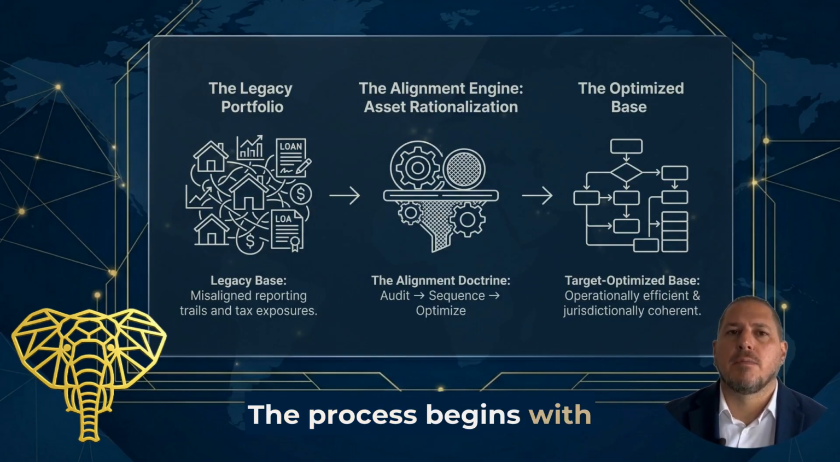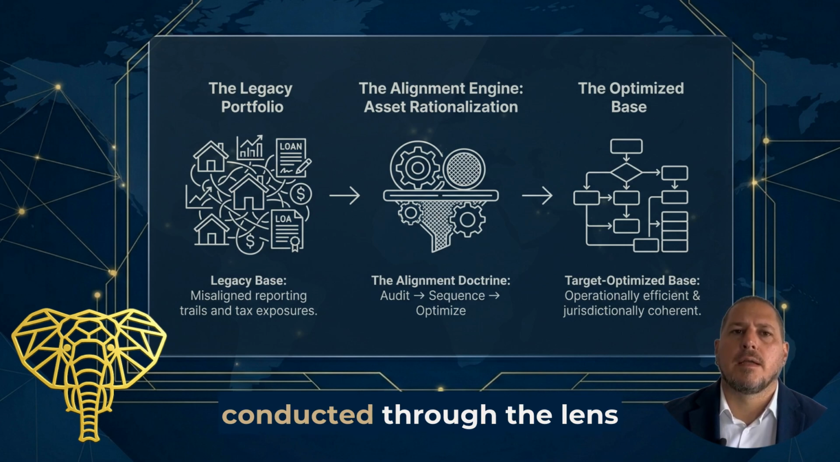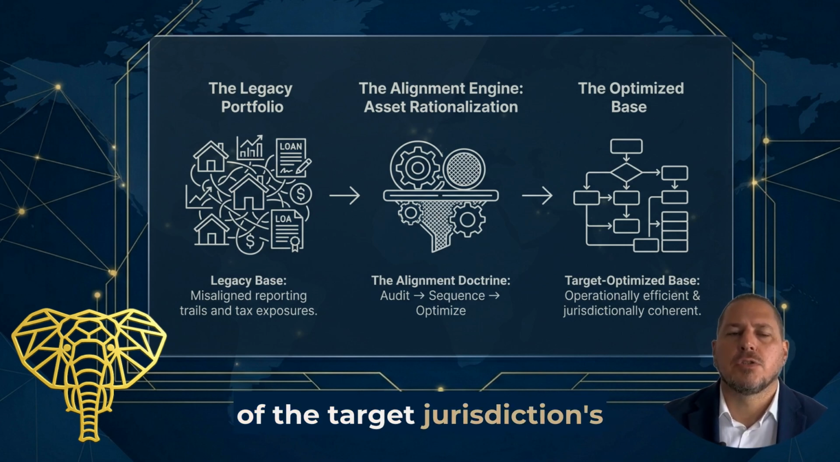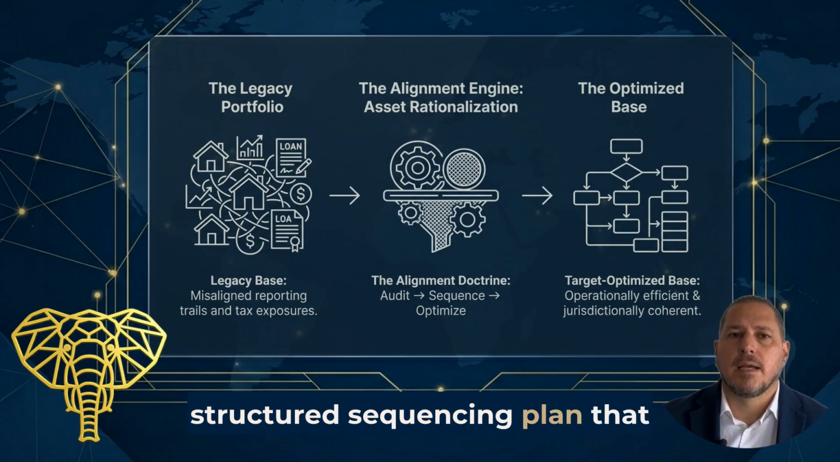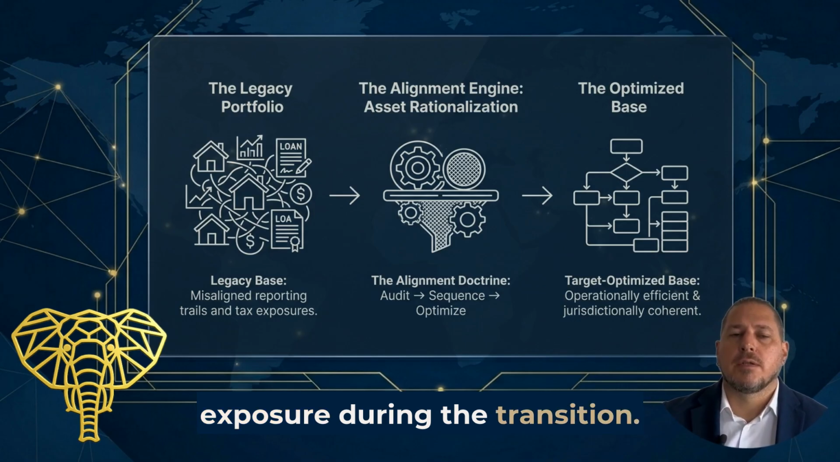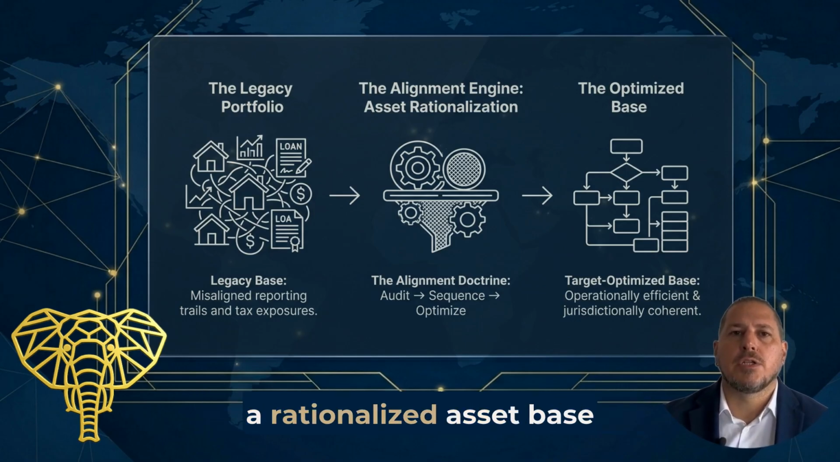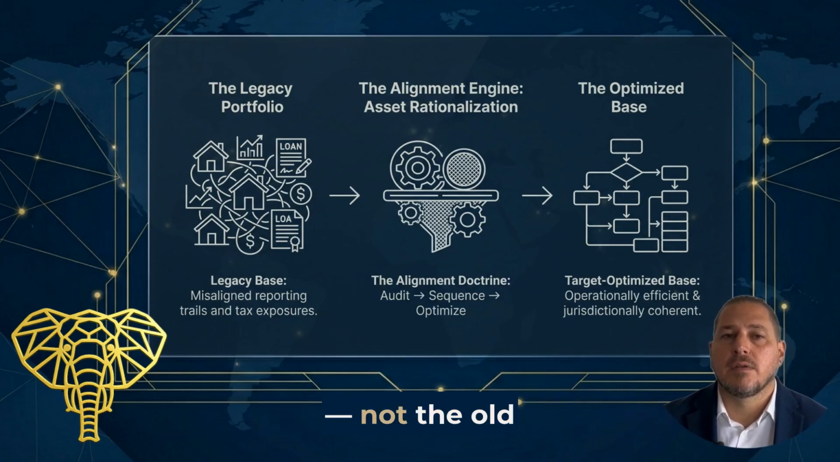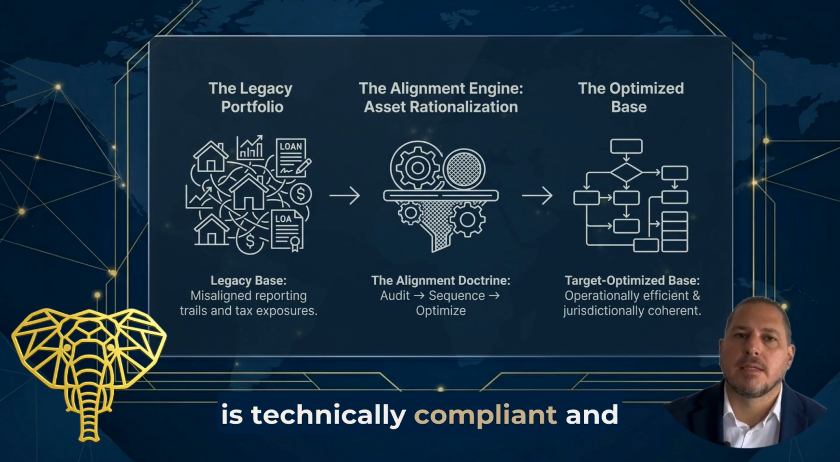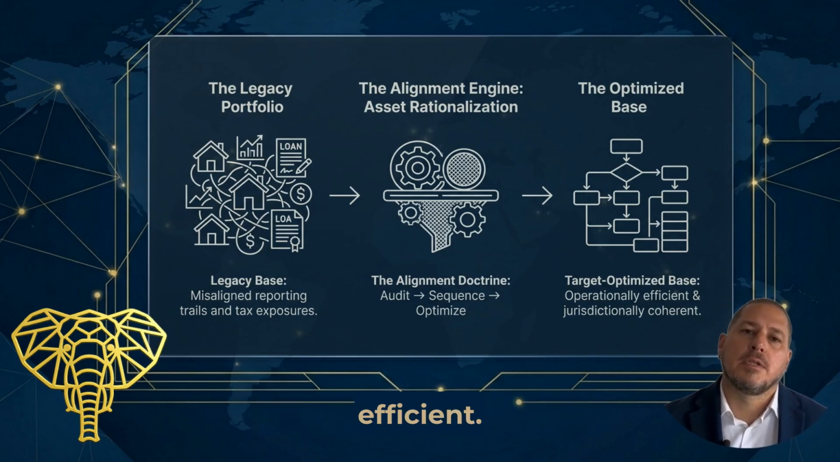The process begins with a full portfolio audit conducted through the lens of the target jurisdiction's regulatory profile. It continues with a structured sequencing plan that minimizes unrealized capital gains exposure during the transition. And it concludes with a rationalized asset base that is optimized for the new jurisdictional environment, not the old one. This is the difference between a structure that is technically compliant and one that is operationally efficient.